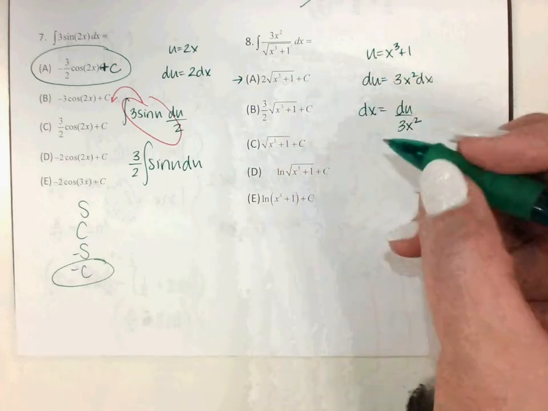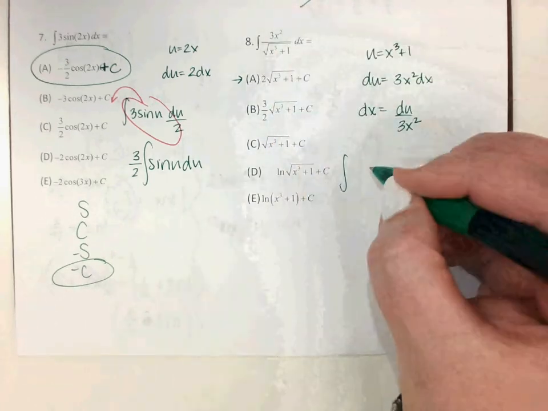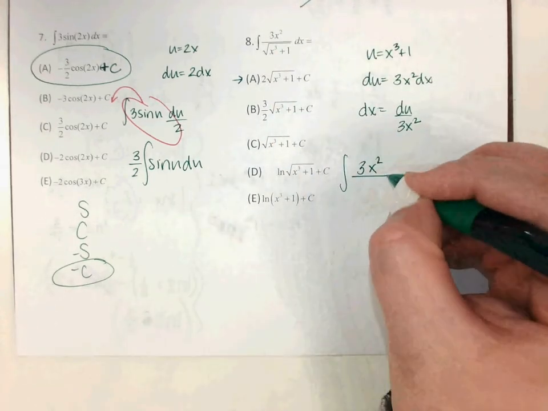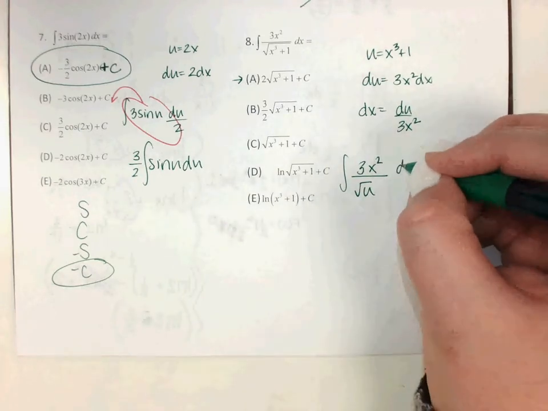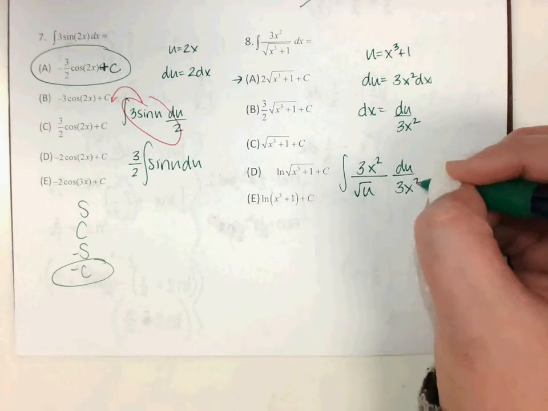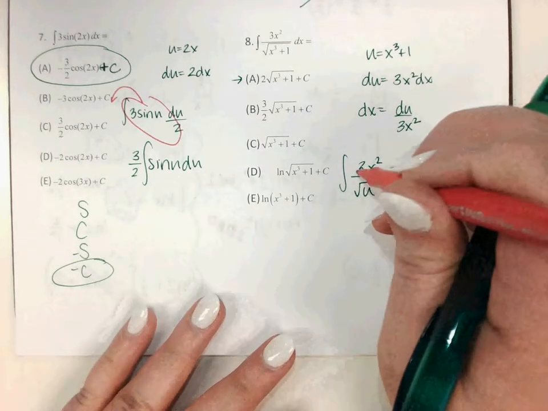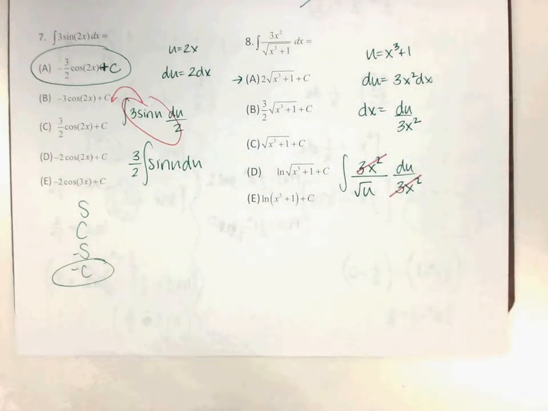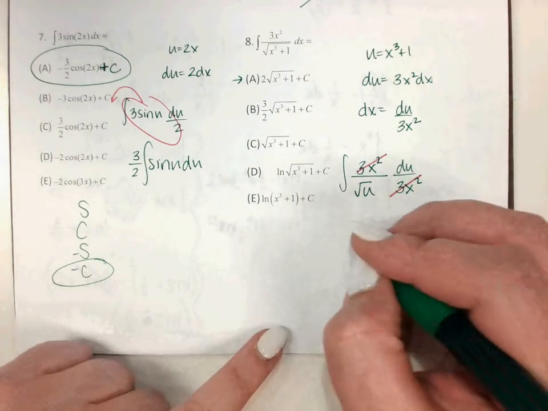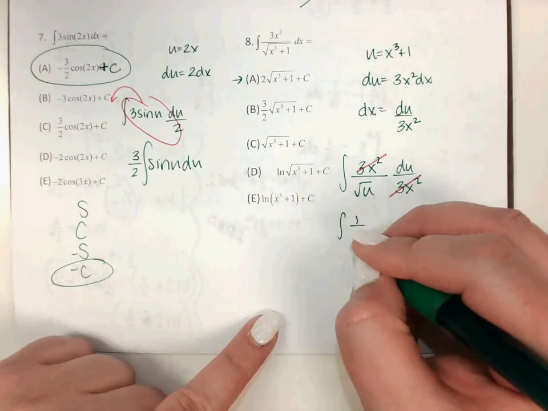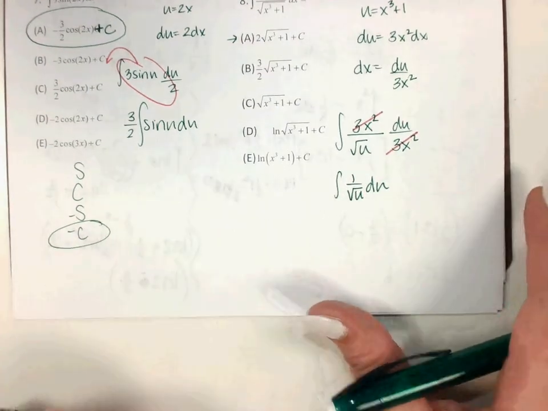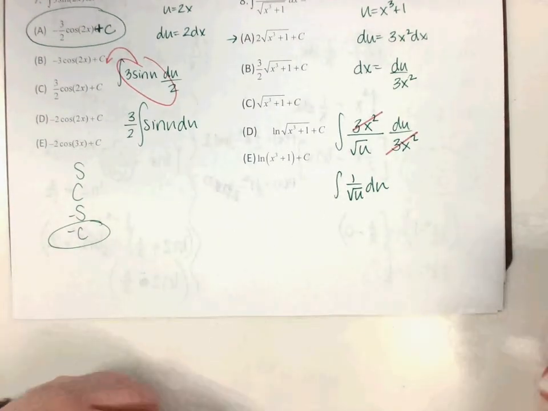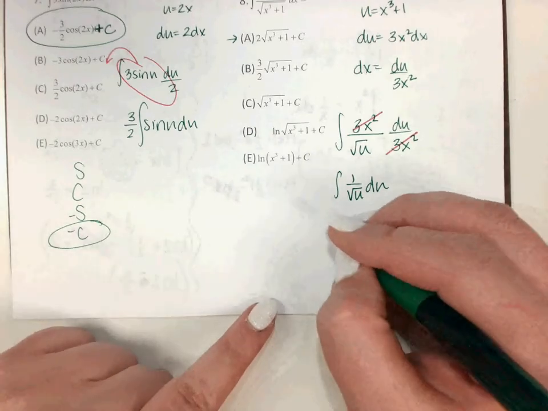Okay, so my integral becomes, I had a 3x squared on top, I have a u on bottom and a square root. My dx is now a du over 3x squared. What happens? So what do I pull out to the front? Nothing, or 1 is fine. So that's really 1 over root u. How do I change a square root off the bottom into a power? 1/2, but negative. Very good.